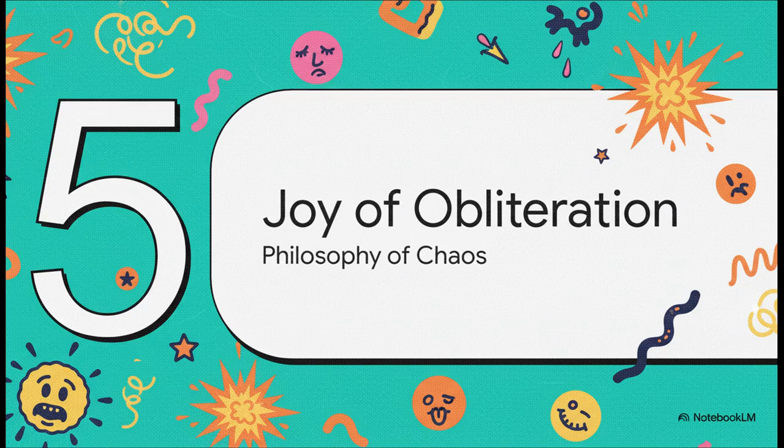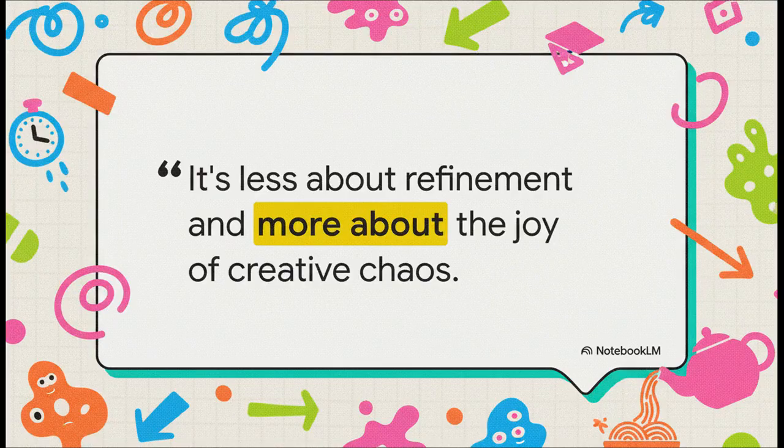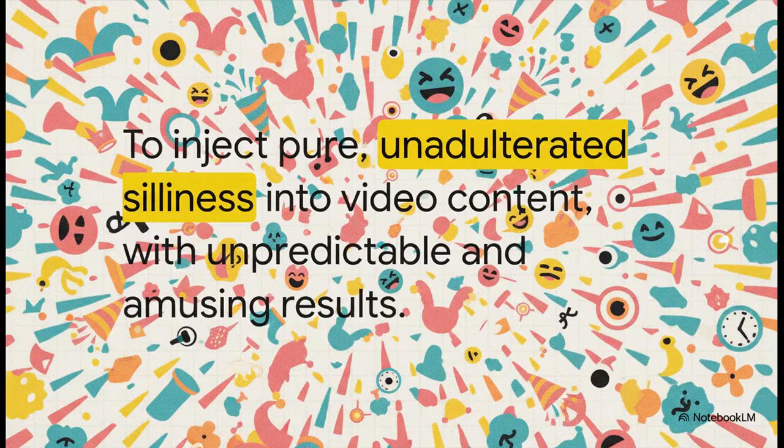Okay, but this all kind of begs a bigger question, doesn't it? Like, why? Why build this? In a world that is so obsessed with making everything perfect, it turns out there's a really cool philosophy behind all this chaos. And honestly, the creators said it best themselves. They said it's less about refinement and more about the joy of creative chaos. It's really all about that feeling of discovery you get when you just let go of control and see what happens.